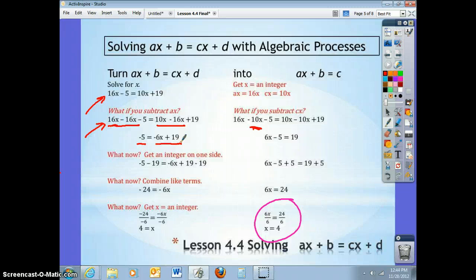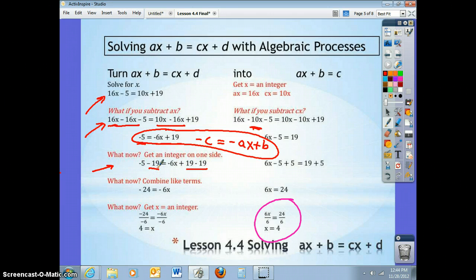Okay, so what do we want to do now? Well, we want to get just an integer on one side. We want to get rid of the 19, because right now we have negative c equals negative ax plus b. That's what that is right now, right? So we want to kill Bill, and Bill is 19, so we're going to subtract it from both sides.